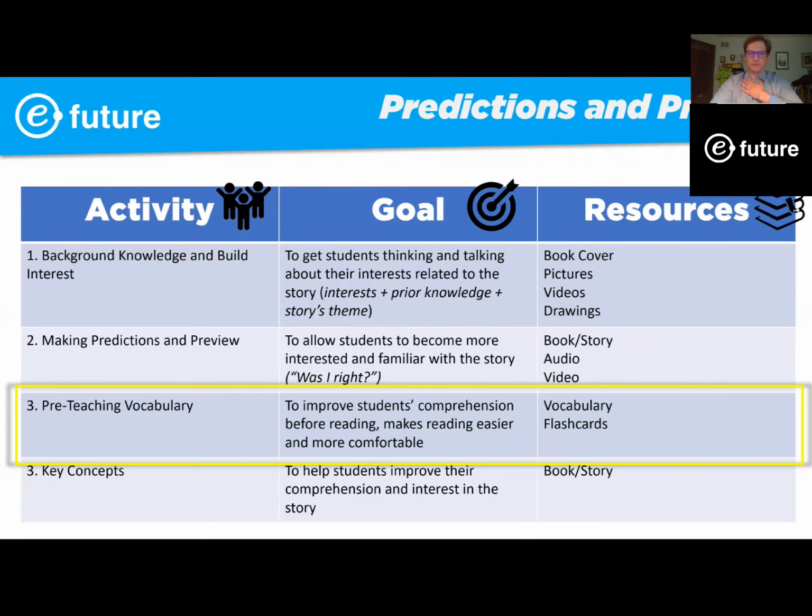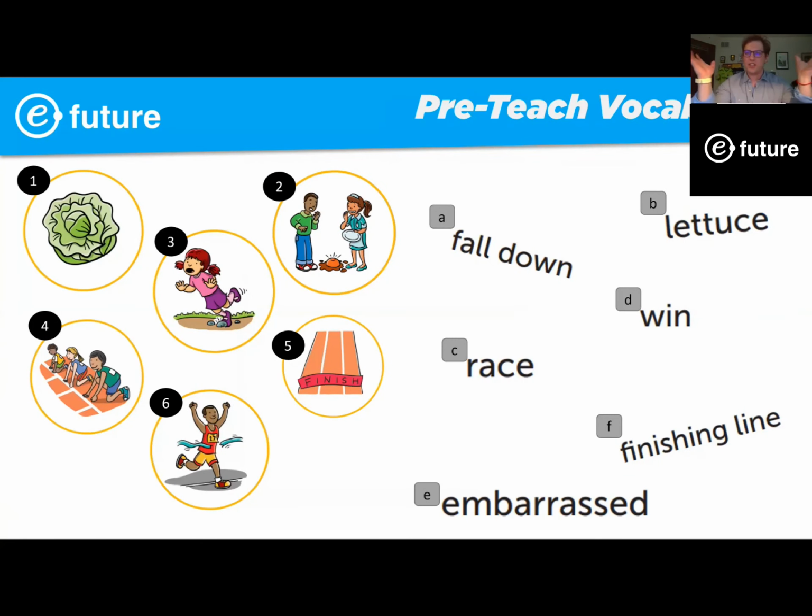Vocabulary. Just pre-teach it. It's all you got to do. Make the kids comfortable with the words. Make sure they're familiar with the words. Give them different activities. You can start with a very simple matching activity. So number 1 is lettuce. That must match with B. Number 2, embarrassed.